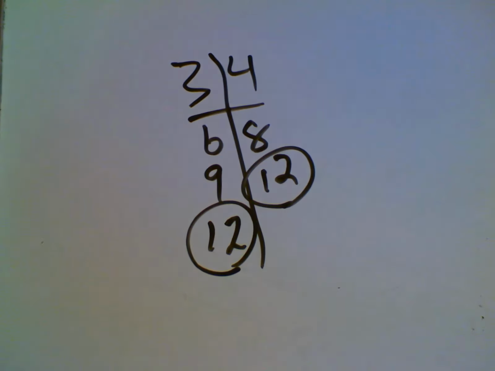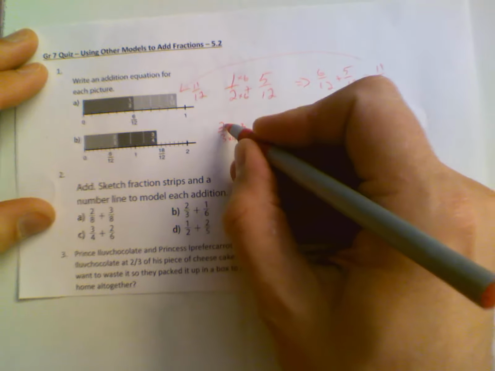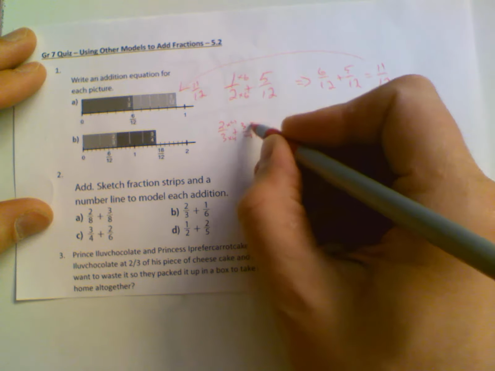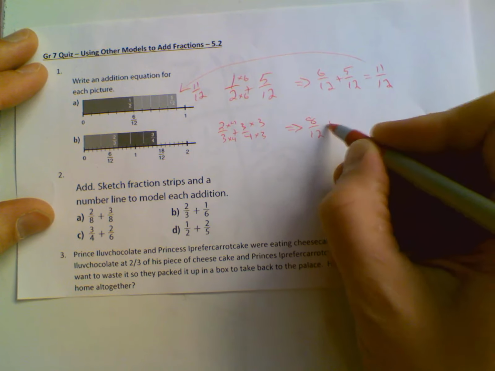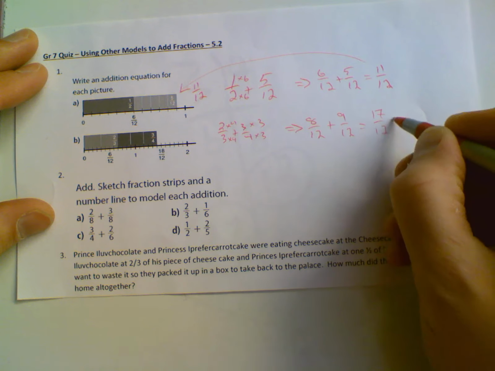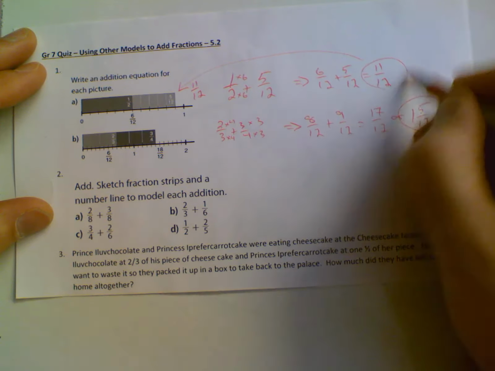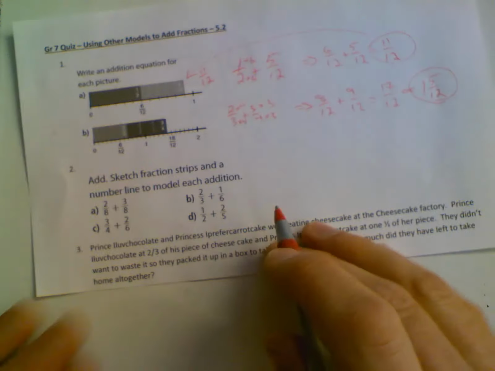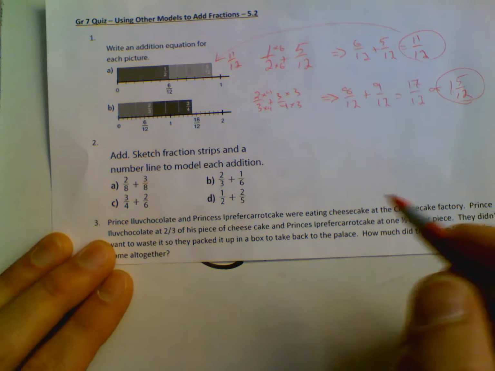So if I were to take that and apply it to my quiz, I can see that I need to get this to 12 and that to 12. So I'm going to multiply by 4 to get to 12, and by 3 to get to 12. Now I have 2 times 4 is 8, 3 times 4 is 12, 3 times 3 is 9, and 4 times 3 is 12, for a total of 17 over 12, or 1 and 5/12, and that is my final answer there. Next: sketch fraction strips and a number line to model each addition.